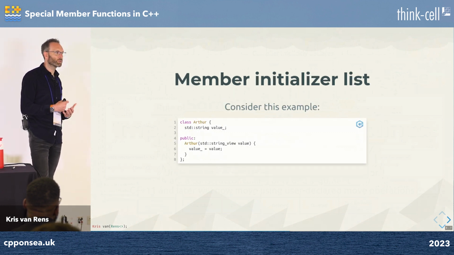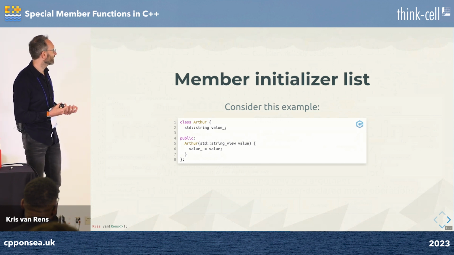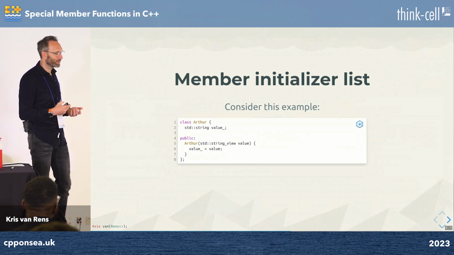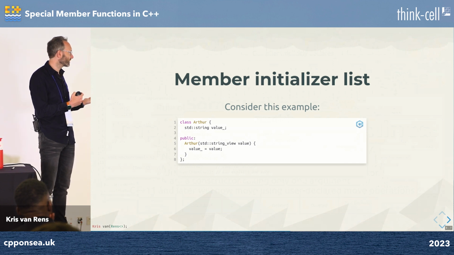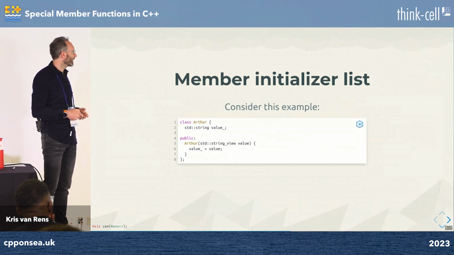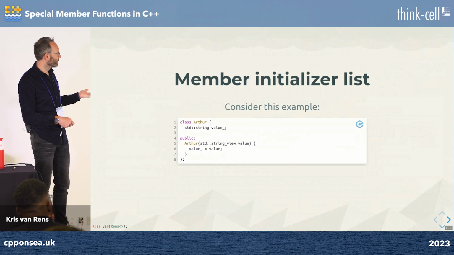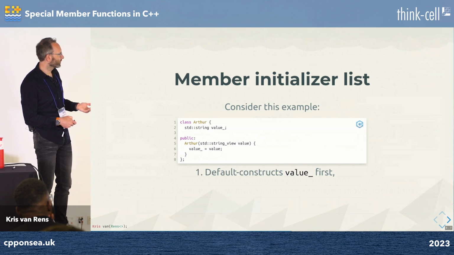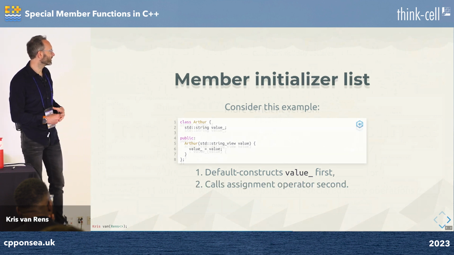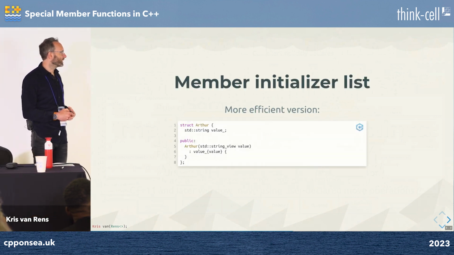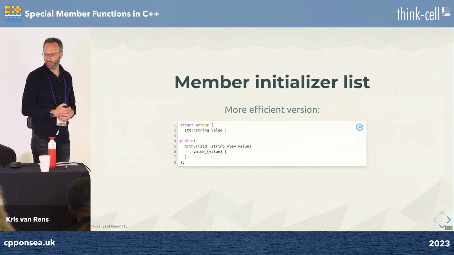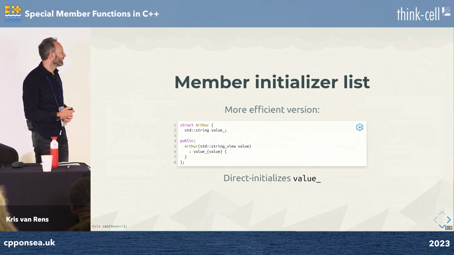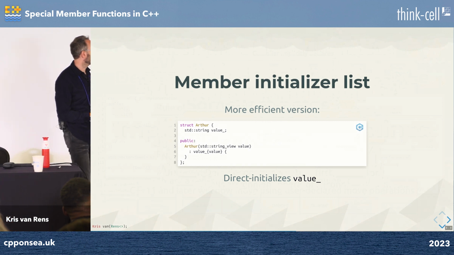Now, why should we use the member initialization list? Well, most of you know this, of course. But what happens if we do this? So we basically, in the body of our constructor, assign the value directly, like this. Well, we basically get two operations. We get a default construction of value, and then we get an initialization. And this would be a direct initialization of value. So that saves us some operations. So it's more efficient.